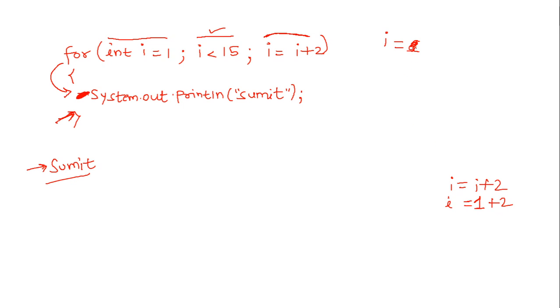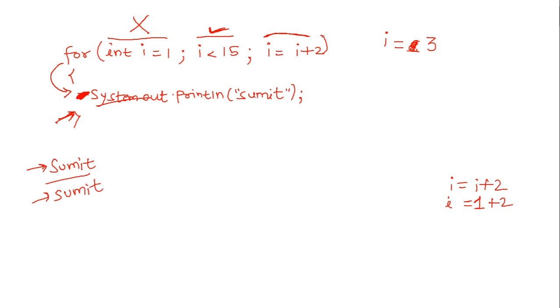So instead of 1, this time 3 is the value, and this initialization line will only execute one time, as I've told you earlier, so it will not execute this time, but this condition will be checked again. Here you can see 3 is less than 15, I value is 3, condition will become true. Again we will come inside, and this will be printed. So Sumit will be printed a second time.